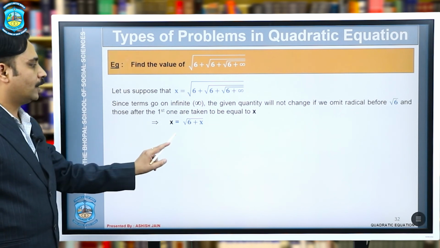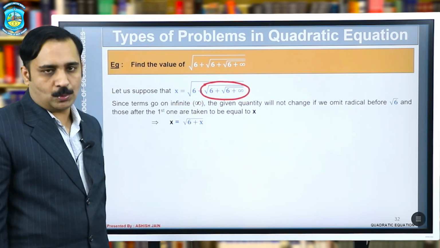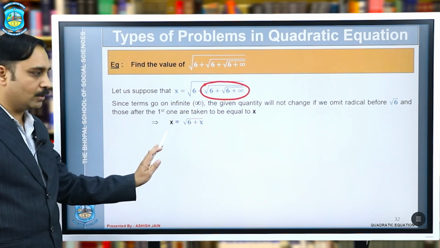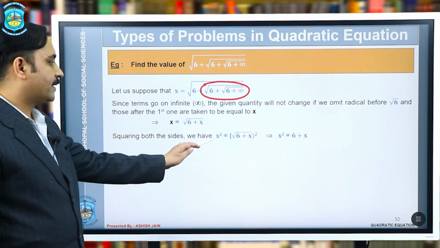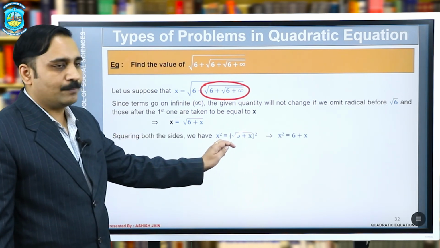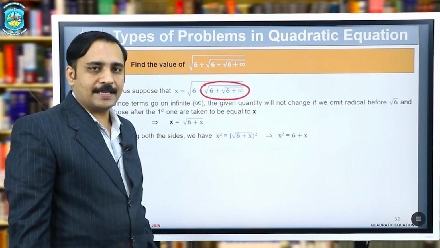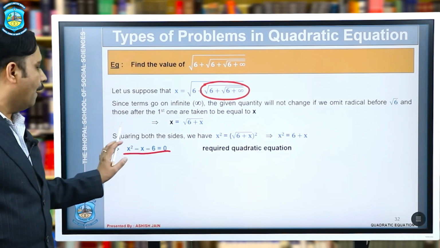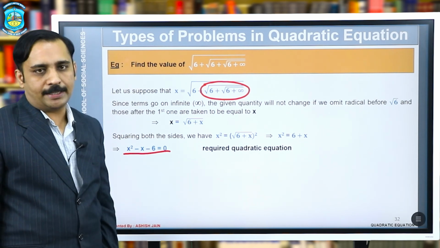So we have x is equal to under root of 6 plus x, because this is nothing but a repetition of x only, right? On squaring both the sides, we have x square is equal to root 6 plus x whole square, which is x square is equal to 6 plus x. So on solving further, we have the equation x square minus x minus 6 is equal to 0, which is the required quadratic equation.